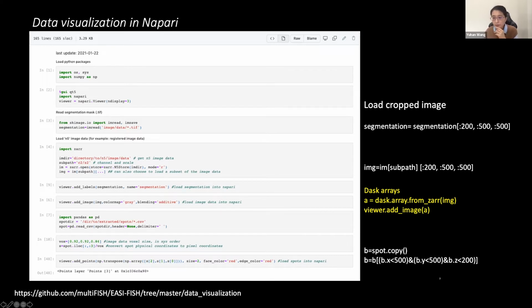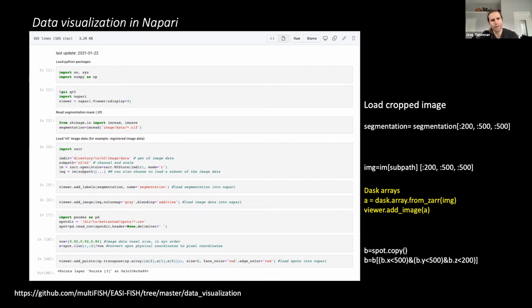And also, we can just filter out the spots in this particular crop, and this way would allow us to look at all the modalities at the same time. So we can evaluate how our segmentation works, and also how our spot extraction works. And also on top of that, how does the registration work?